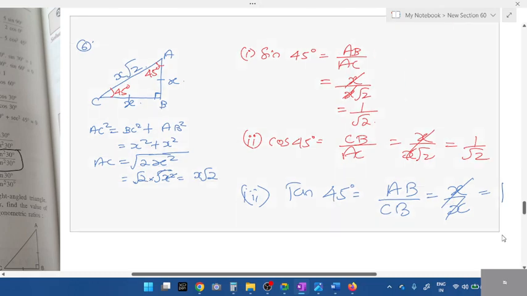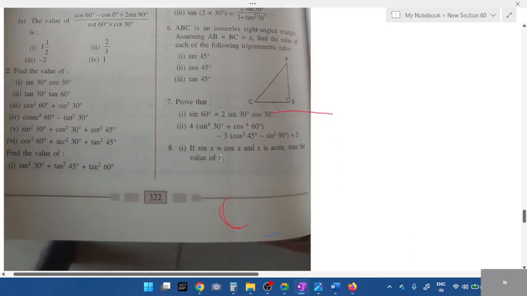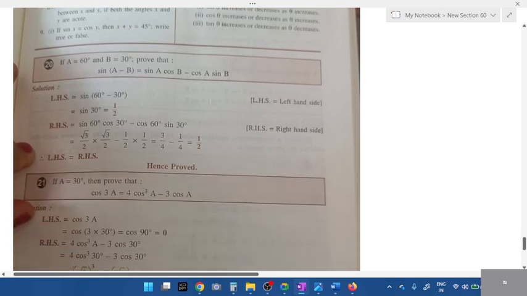Next question. So we have done the 6th and 7th main. 8th main, if x is equal to acute, find the value of x. X plus y is 45, true or false? Okay, we'll keep all this pending.